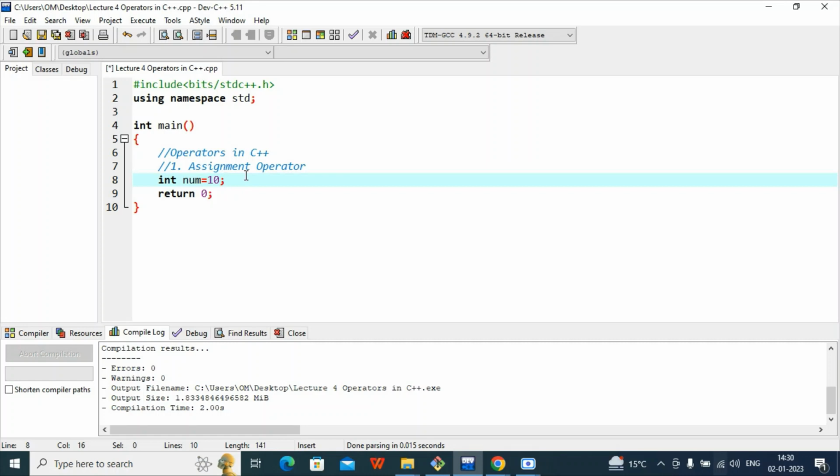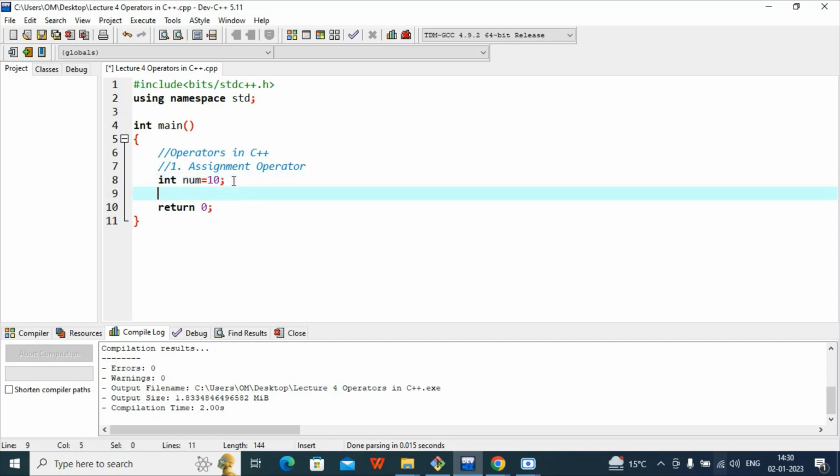This assignment operator separates or partitions data type and variable on the one side and value on the other side, right? This equal to operator separates your variable and value. So this equal to is one of your assignment operators. Now second assignment operator is your plus equal to.